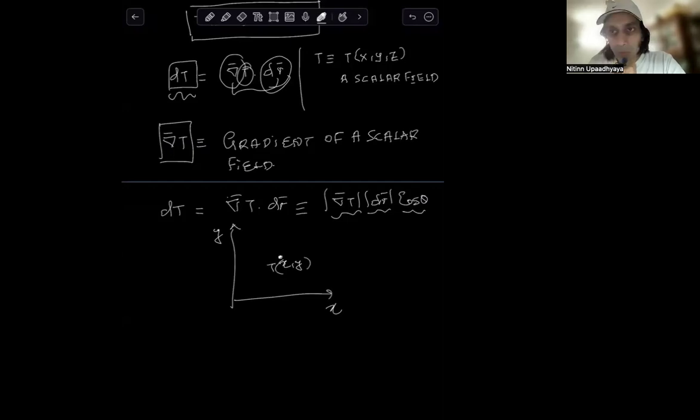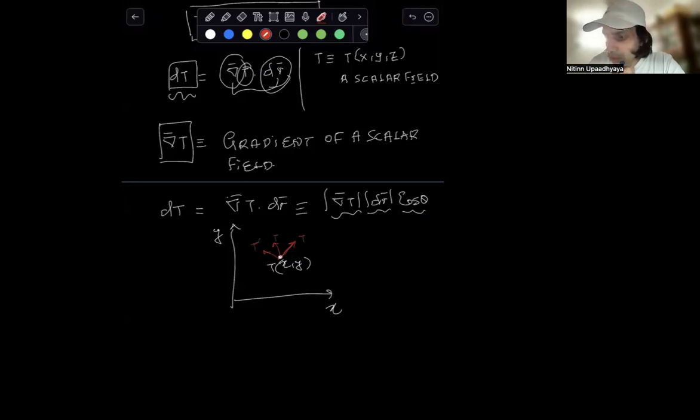Now from this point onwards, you take tiny steps of the same magnitude in different directions. So for instance, you might be here and you take one tiny step, say in this direction. You take another step in this direction, you take another step in this direction. And as you move in these different directions, you measure the temperature at these new locations. So you measure the temperature here, here, and here.